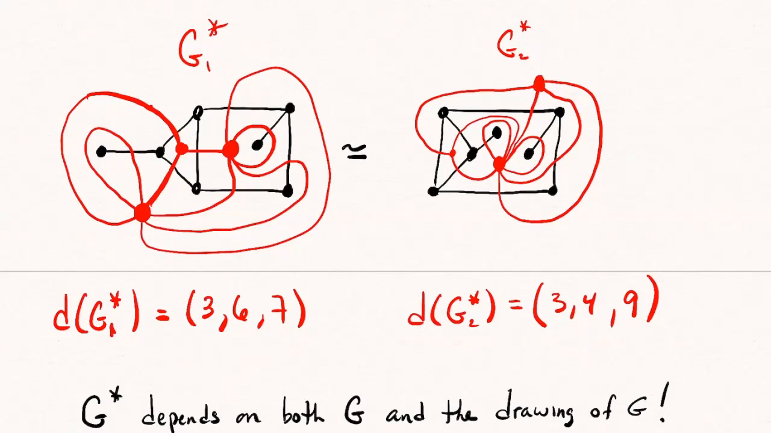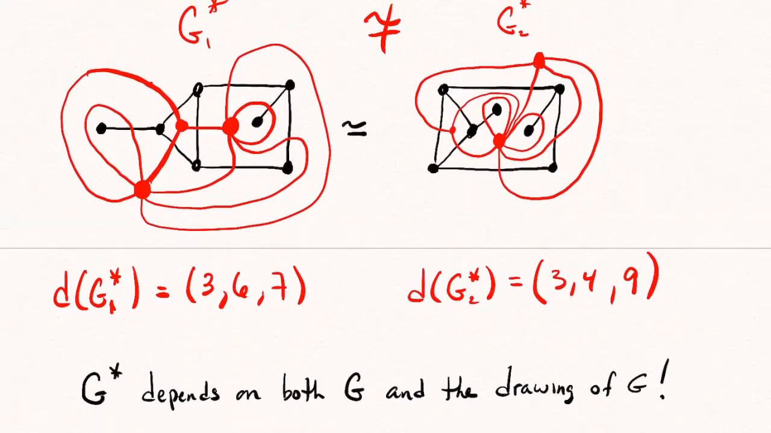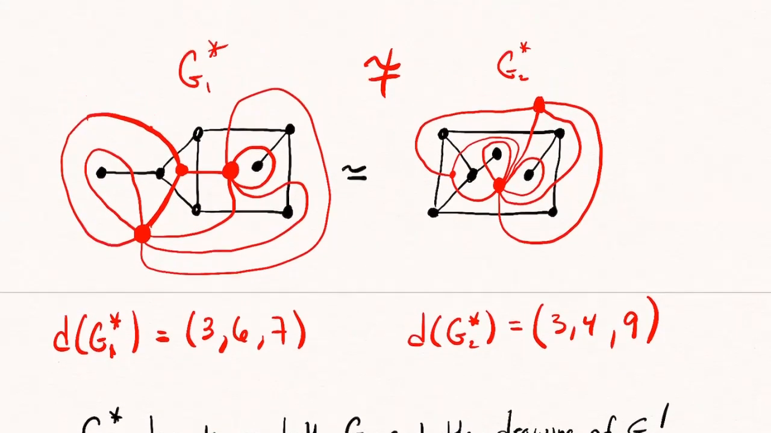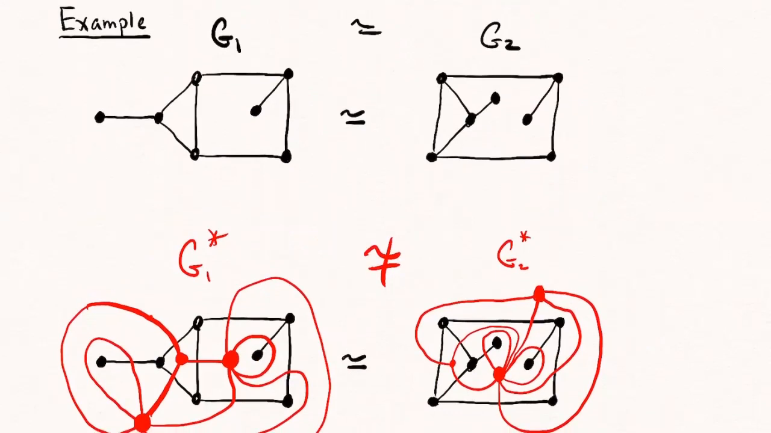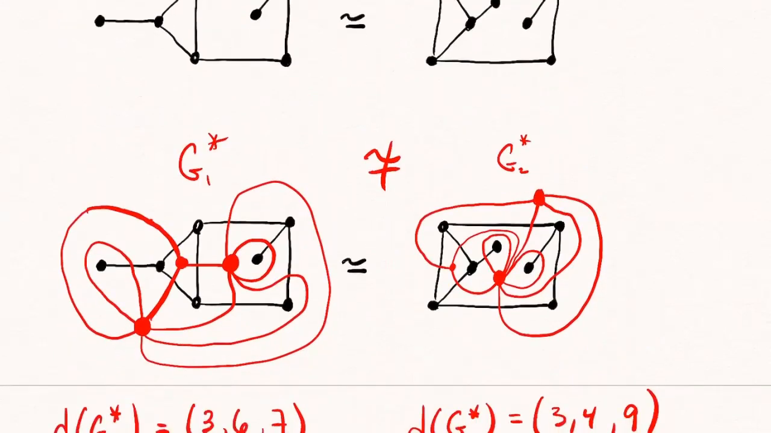So two graphs that don't have the same degree sequence are not isomorphic. This is kind of a surprising result to me anyway, that the dual of a planar graph depends on more than just the isomorphism class of the graph. It actually depends on the drawing. It depends on the embedding as well. If you embed a planar graph in the plane in two different ways, the two corresponding dual graphs can end up being non-isomorphic to each other. So that's kind of a surprise.